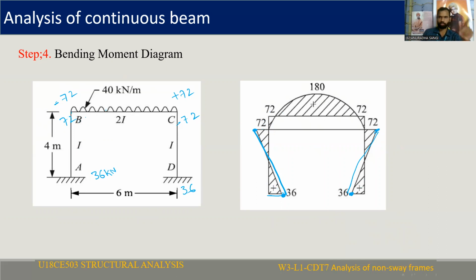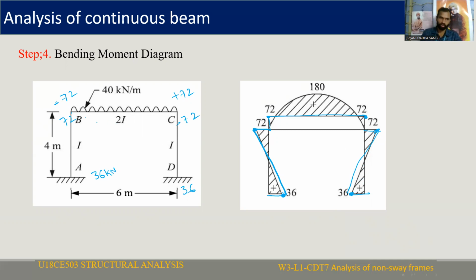Now, this is continuous, so there will be a negative moment at the continuous end. So this is 72 and here is also 72. Join both. This variation of bending moment diagram represents the hogging bending moment diagram. This is the hogging bending moment diagram.